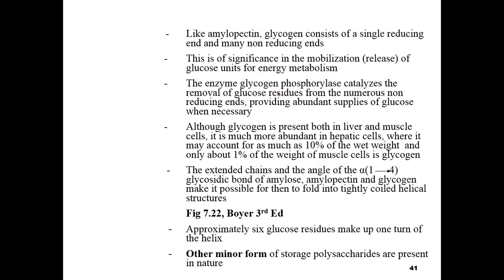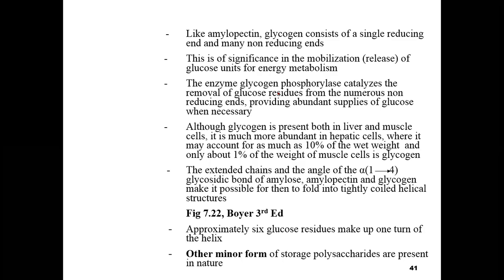When the metabolism of glycogen is necessary, these reducing and non-reducing ends become very important, because I already told you that alpha amylase and beta amylase attack on the non-reducing end. Similarly, this enzyme called glycogen phosphorylase also recognizes the non-reducing end to yield the glucose subunit.